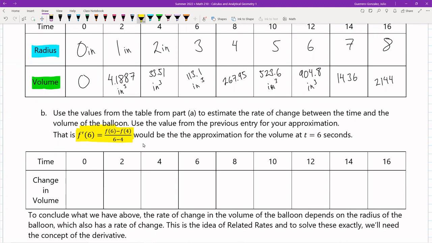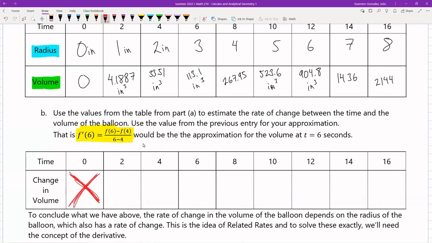Okay, so if I want to find f prime of 6, so if I want to find the rate of change at exactly 6, I'm going to be using this value and this value. I'm going to find the slope between these two values. Hopefully that makes sense. Okay. So if I wanted to find f prime of 0, I'd need this one and the one before it. This one's not going to exist. We don't have a value before it, so we're just going to go ahead and cross it out.